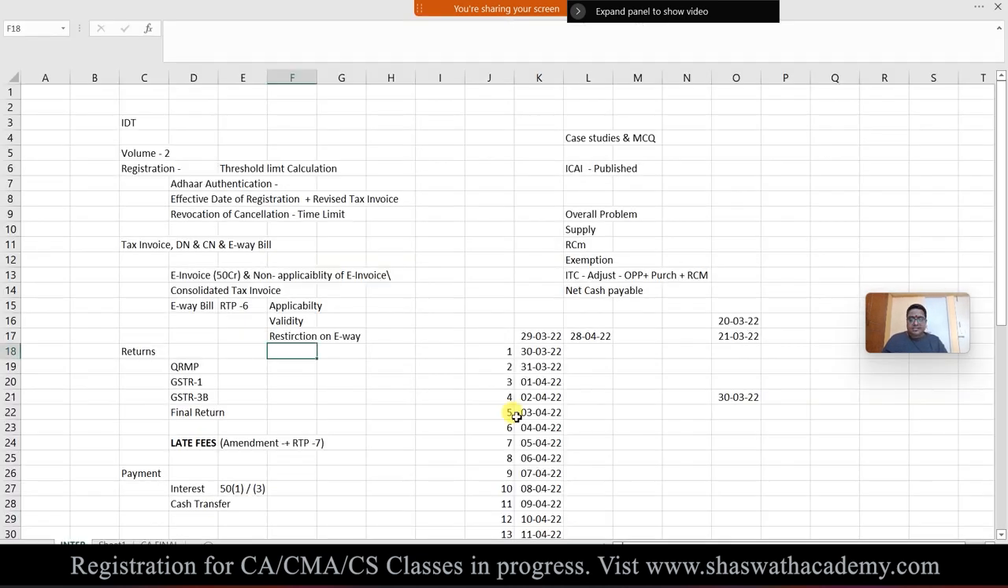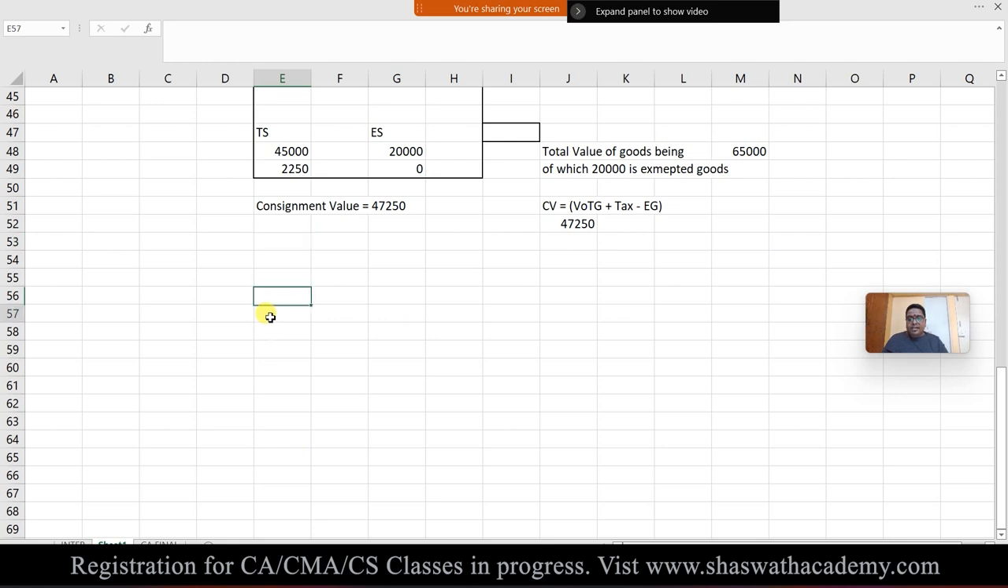For this, you have to come to the Excel again. EVA bill's validity. Guys, when did you generate the EVA bill? 29th March 2022. And what is the time you generated it? 12:42:00. Let us understand. Now only you have generated it. My dear, when does 29th midnight 00 come in?